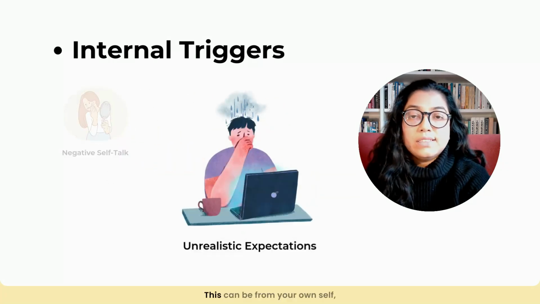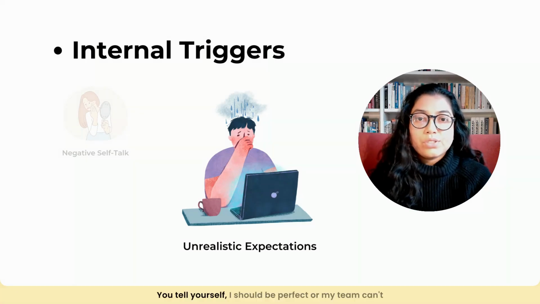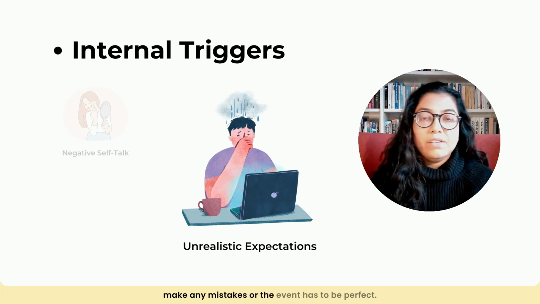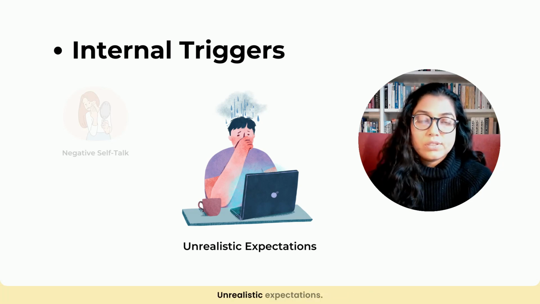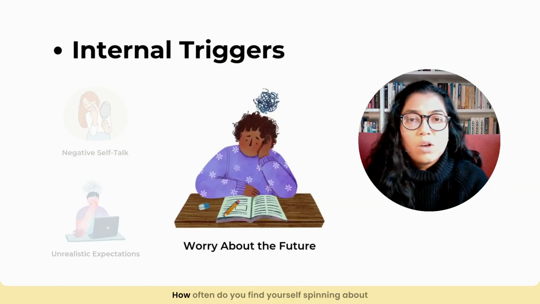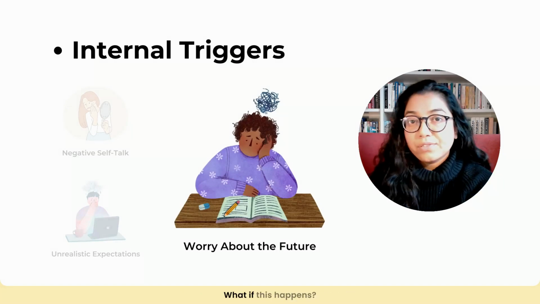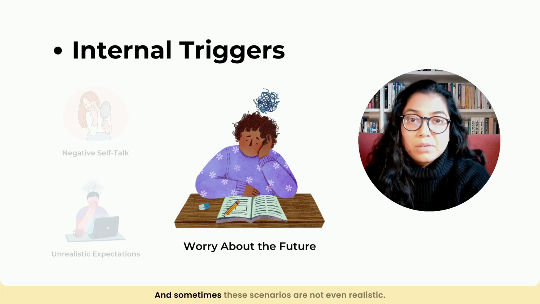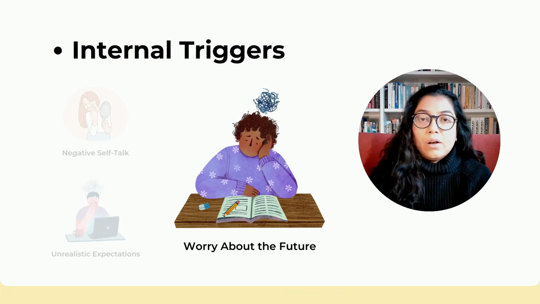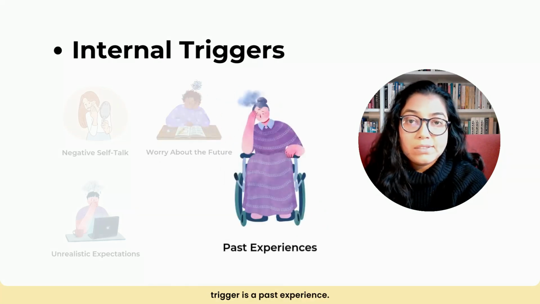Unrealistic expectations. This can be from your own self, from someone else, or from the situation. You tell yourself, I should be perfect, or my team can't make any mistakes, or the event has to be perfect. Unrealistic expectations. The next one being worry about the future. How often do you find yourself spinning about what if that happened? What if this happens? And sometimes these scenarios are not even realistic.